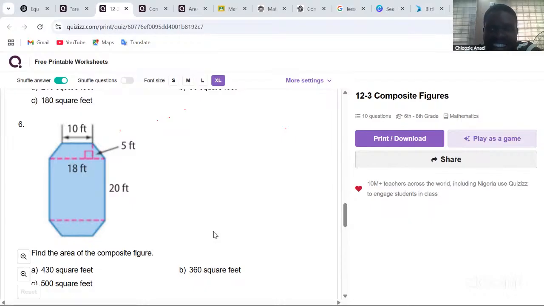So now, how do we calculate the area of this particular shape? Since you know the area of a trapezium, right? Yeah. And you know the area of a rectangle, right? So find the area of this composite shape now and tell me the answer. Let me test you. Let me see what you can do.